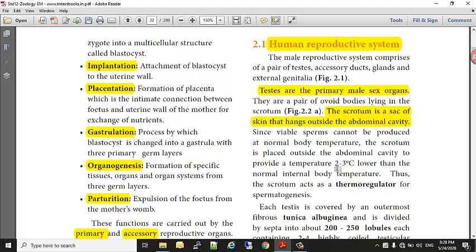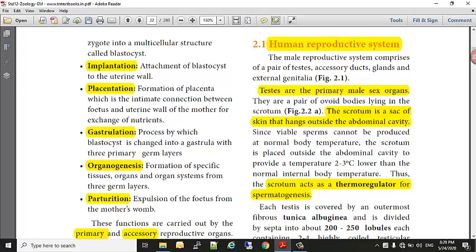The body requires less than 2 degrees Celsius. So hence the scrotum is placed outside the body cavity to provide a temperature 2 to 3 degrees lower than the normal internal body temperature. Hence, the scrotum acts as a thermoregulator for spermatogenesis. So this is very important. So what would be the question? Why is the scrotum called a thermoregulator, or justify how the scrotum acts as a thermoregulator?